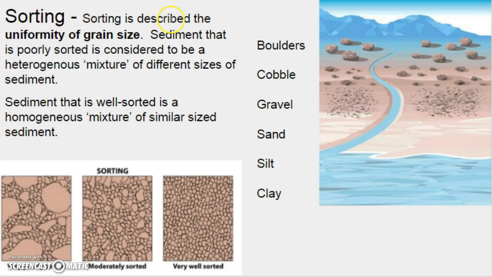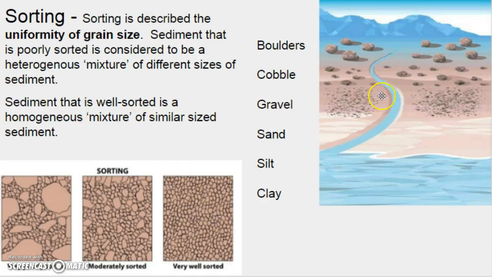We can look at sorting. Sorting is described as the uniformity of grain size. Sediment that is poorly sorted is considered to be, let's just say, a heterogeneous mixture of different sizes of sediment. And here in this picture we see coarse, we see some medium sizes, and we see some fine grains. But sediment that is well sorted is a homogeneous mixture of similar sized sediment.